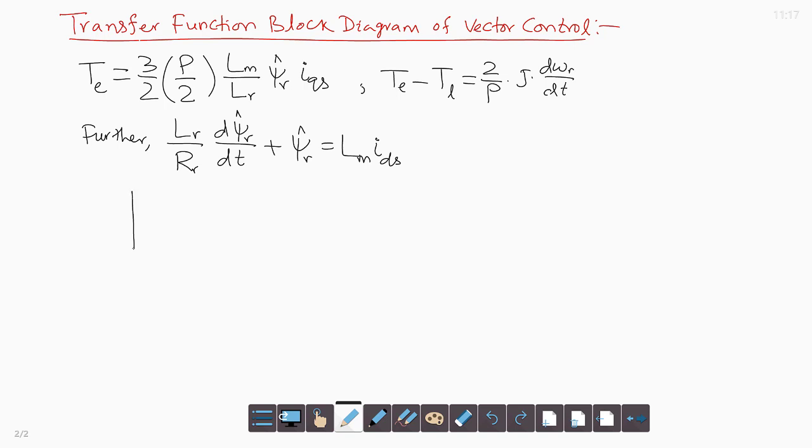So, let us start with i d s. The input current is i d s, which is multiplied with L m to give the steady state flux psi d s, and during the transient it is L r by r r into s plus 1, from which we get psi r hat.